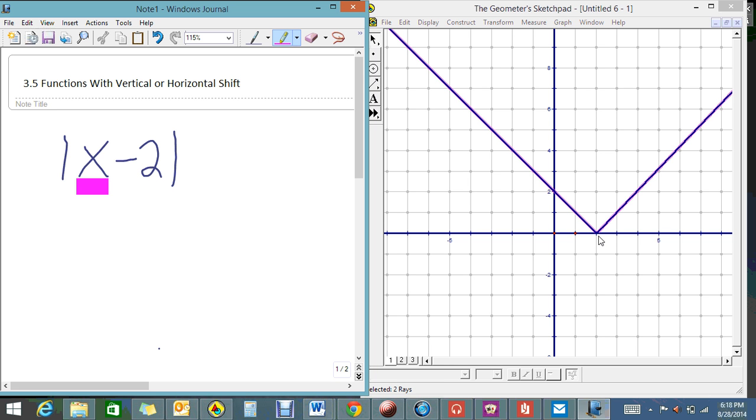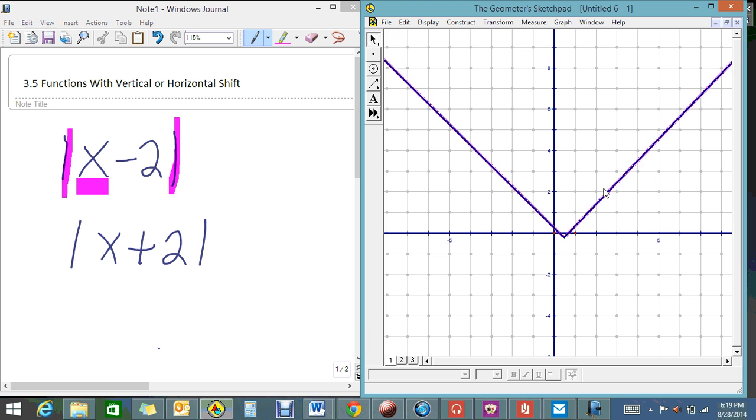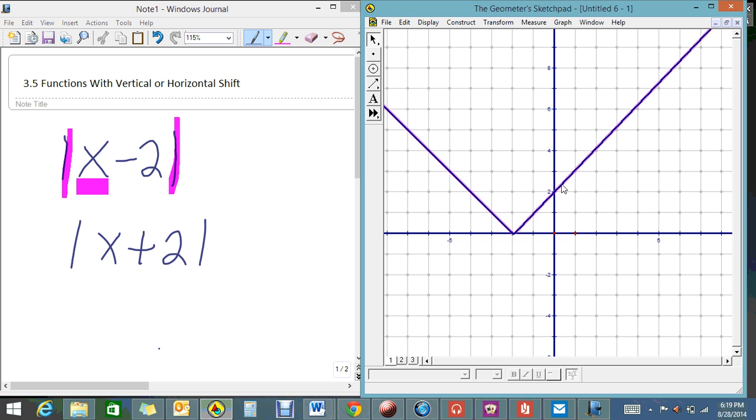Not negative 2, 2. So whenever we have it in, do you see how this is inside here? It's in with the x. Then it goes the opposite. It's kind of like it's x minus the shift. Okay, so if I had x plus 2, it would be x minus the shift, so it would be x minus negative 2. That means it would end up over here. Okay, so that's really basically it.